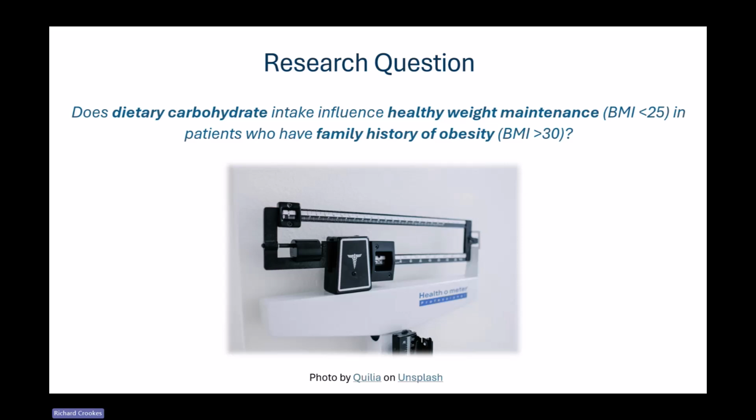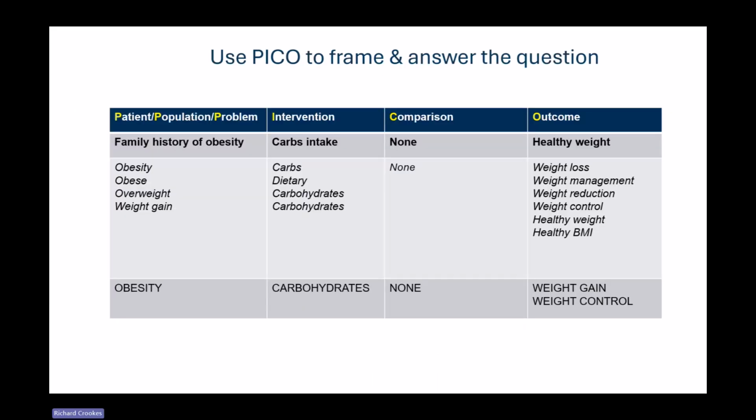So that, of course, lends itself to a PICO type question, a PICO type framework. I've got PICO there, of course. So we have the family history of obesity, which means that we'll need to look up obesity, obese, overweight, weight gain, synonyms, and so on. We've got the uppercase Obesity there, which will be the CINAHL heading. Would also be a MeSH term where appropriate if you use Medline. Carbs intake, so we look at carbs, dietary carbohydrates, or carbohydrates. Again, in uppercase, Carbohydrates as the main term in CINAHL or Medline.